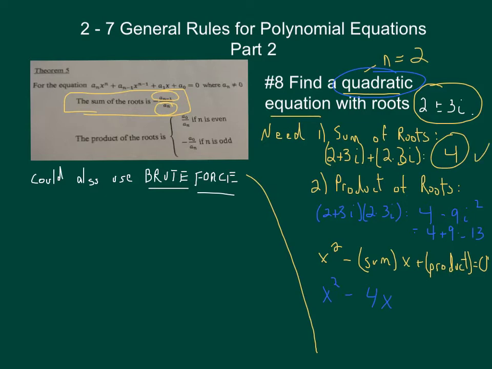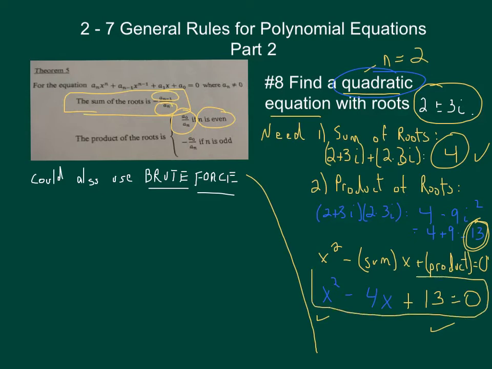Check. It worked. Cool. Plus the product of the roots. And the product of the roots we got to be 13. Well, let's check that. The degree is even, so it would be the constant divided by the leading coefficient. Well, the constant here is 13 divided by the leading coefficient 1. Well, that's 13, which is what we got. It worked. There's your equation.